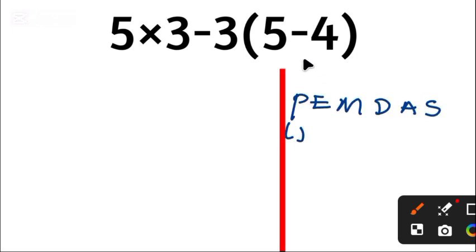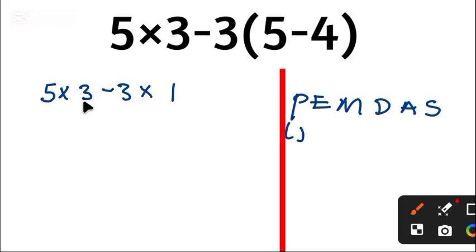Parentheses. We solve the one in bracket first. 5 minus 4 will give us 1. That gives us a new equation: 5 times 3 minus 3 times 1. We have multiplication, we have subtraction, we have multiplication.